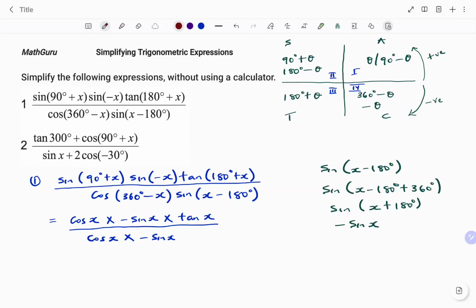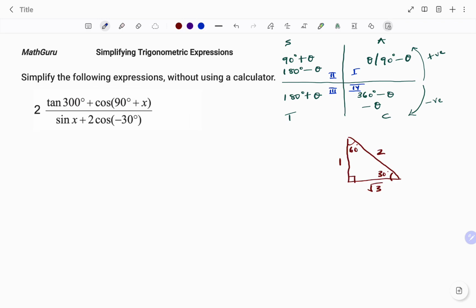So the next step, I'm going to cancel out similar factors at the top and at the bottom. I have cos x dividing cos x. I have negative sine x dividing negative sine x. Therefore, I'm left with my answer, which is tan of x. So I've been able to reduce that without the use of a calculator to tan of x. Let's look at the second example.